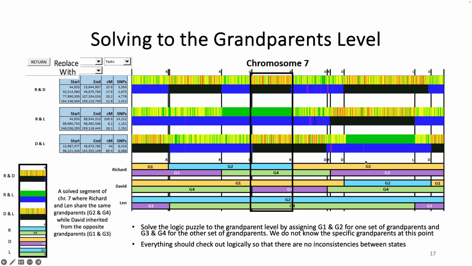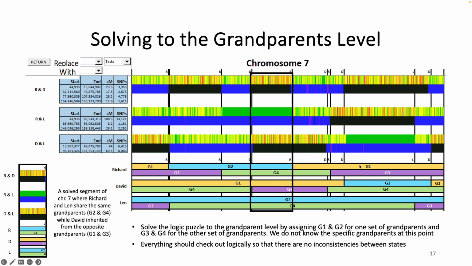But it is a logic puzzle where you start basically with areas where either siblings fully share DNA or they share no DNA. And you label them with either G1 or G2 for one set of grandparents and G3 and G4 for the other set. We actually don't know when you're building this whether they are paternal grandparents up top or maternal grandparents up top, or vice versa. You won't know that right away, but you'll know it's one set of grandparents. G1 and G2 could be the paternal or the maternal, and the other set are G3 and G4.